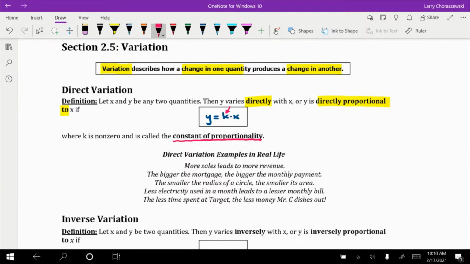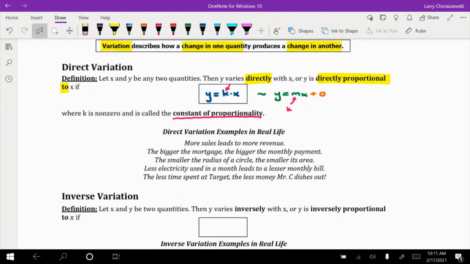Now I want to point out that this is very similar to slope-intercept form, y equals mx, where m is replaced by k and the y-intercept would be replaced by 0. So direct variation is kind of a special case of lines, which is why it's showing up in this chapter. Now, it basically works this way.